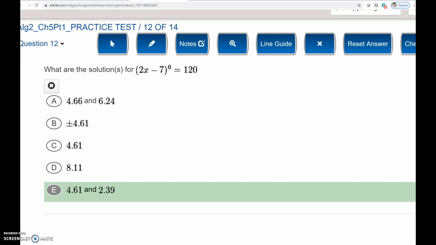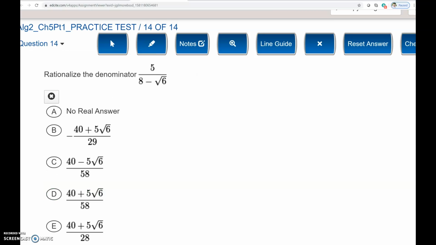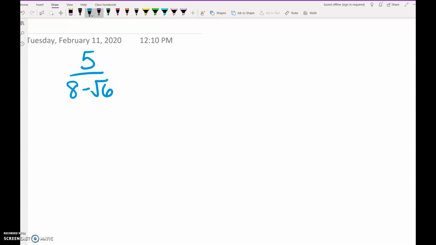And I think that's the last one. Oh, the very last problem. I wanted to go through the very last one with you in my last minute. On this one, this is the last problem.